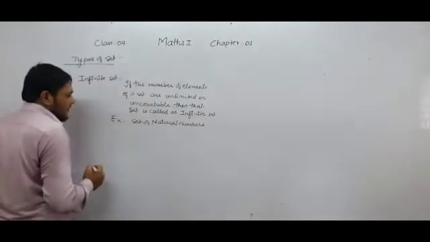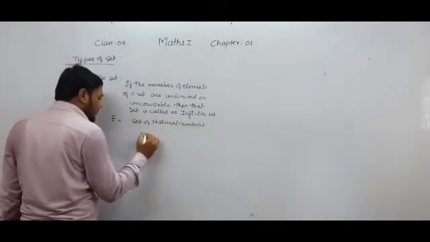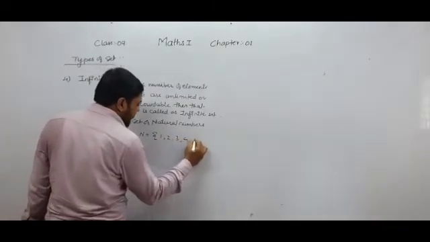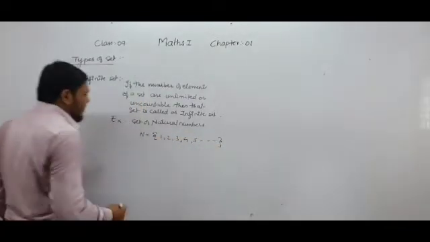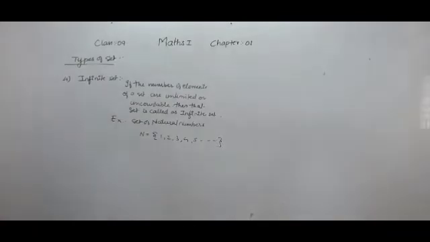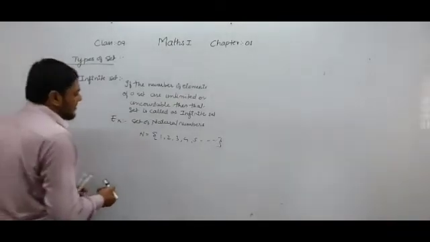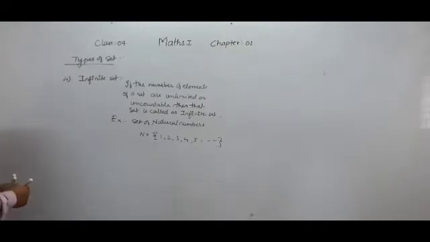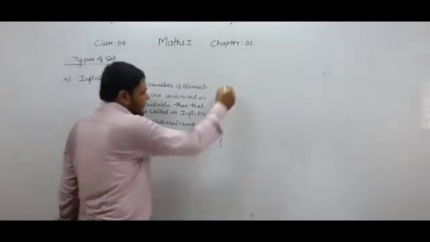So student, we know that the set of natural numbers is denoted by capital N. So capital N is equal to 1, 2, 3, 4, 5 and so on. Natural numbers are uncountable or infinite. That is why this set is an infinite set. So student, we shall study some more examples.